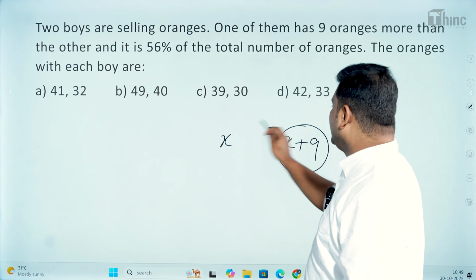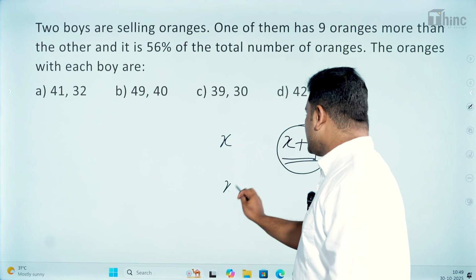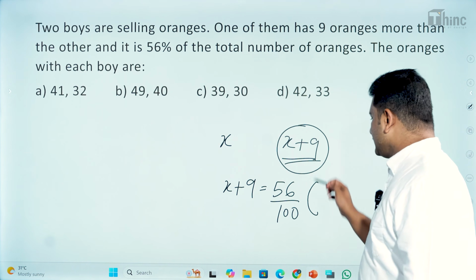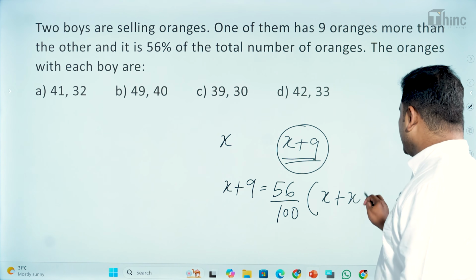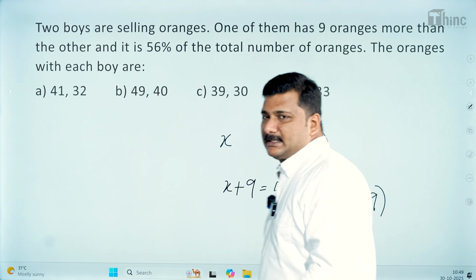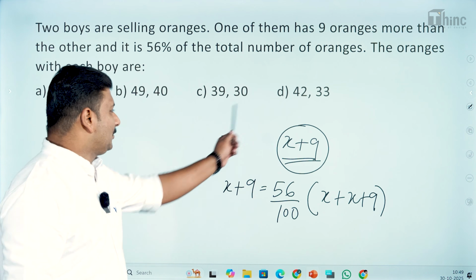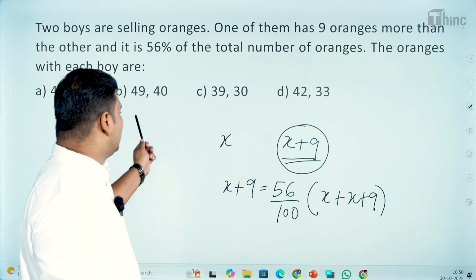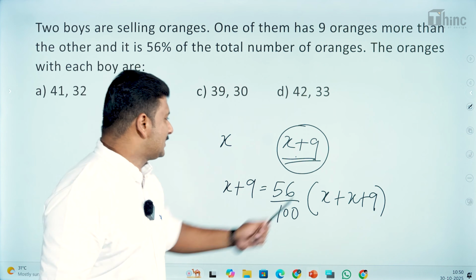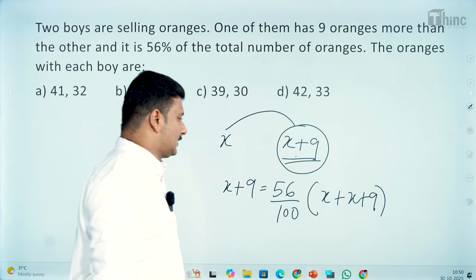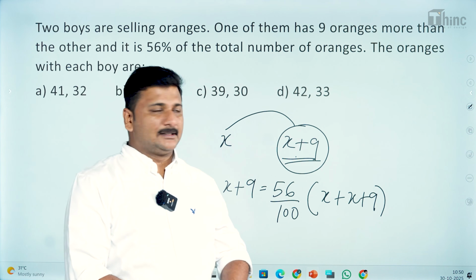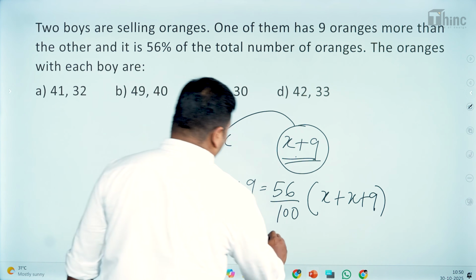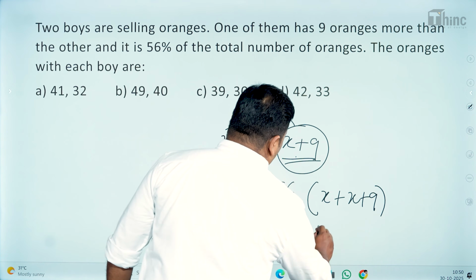So, one boy has 9 more than the other, so X plus 9 is 56% of the total. So, what is the total? It's X plus X plus 9, which is 2X plus 9. I believe this is clear for you. The boy who has 9 more oranges than the other has 56% of the total. Now, we have an algebraic equation here. We can obviously solve this. So, in the next step, we'll get X plus 9 equals 56 by 100 into 2X plus 9.